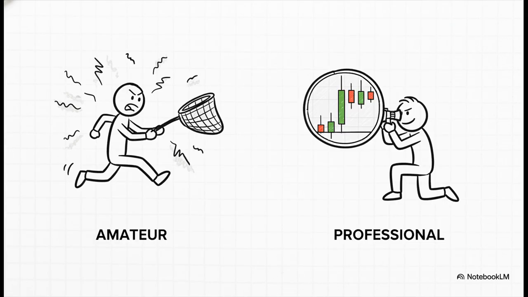It's funny. Amateurs feel like they always have to be doing something, always be in a trade. But professionals, they act more like snipers. They will wait patiently, sometimes for hours, just for that one perfect high probability setup to appear. They don't chase the market. They let the market come to them.